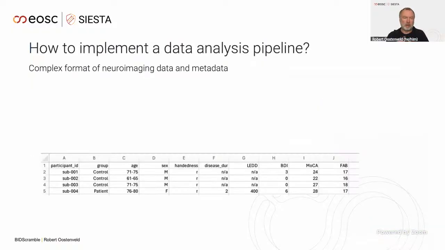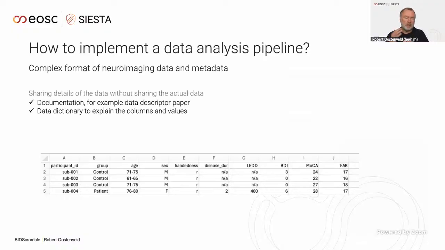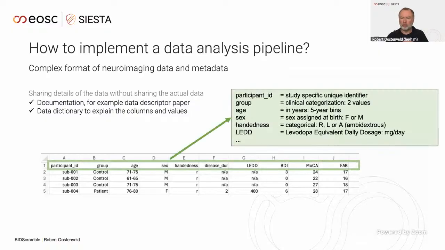So how to implement the data analysis pipeline? As I already said, we have a complex format of neuroimaging data and metadata, but this is where standards come into play. We can share details of the data without sharing the actual data. Very simple would, for example, be just to share documentation, like a data descriptive paper, a README file, PDF documents, etc. More specifically, we can share a data dictionary that explains the columns and the values within those columns. So for example, in this case, we have the participant ID, we have the group, which is a clinical categorization with 2 values. We have age, which is specified in 5-year bins, we have the sex assigned at birth, and we have the levodopa equivalent daily dosage in milligram per day, etc.